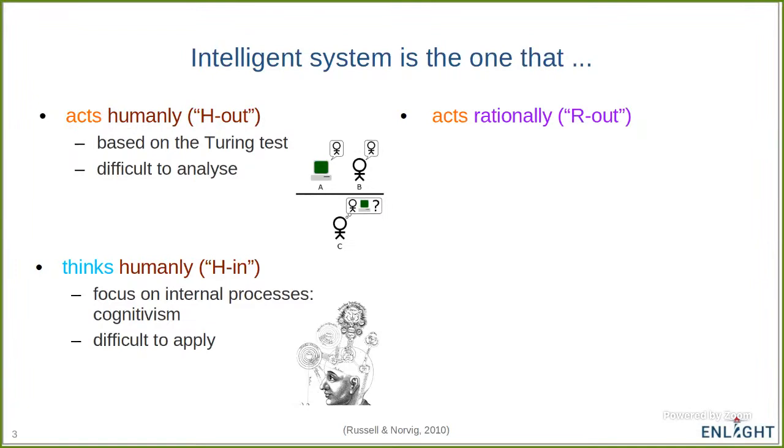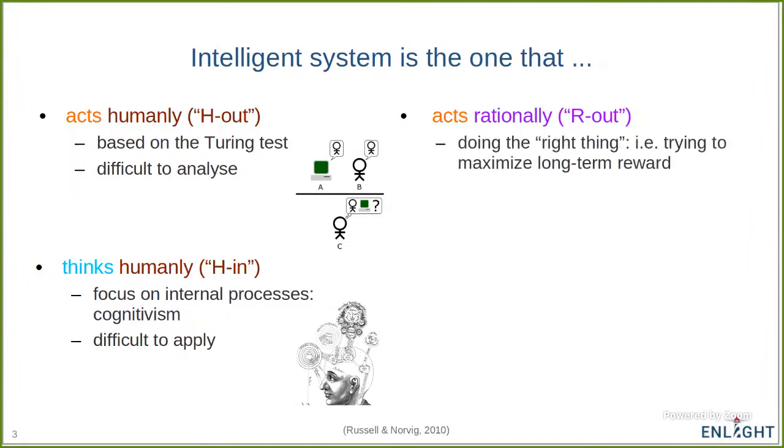The third option is looking at an intelligent system as acting, but not with respect to a human, but rationally. In other words, whether it's doing the right thing. So the system would be trying to maximize long-term reward. And the good thing is that rationality can be measured if we can define the cost function.